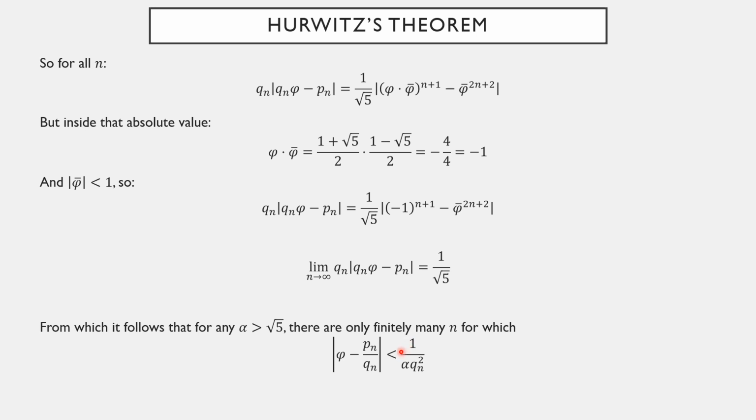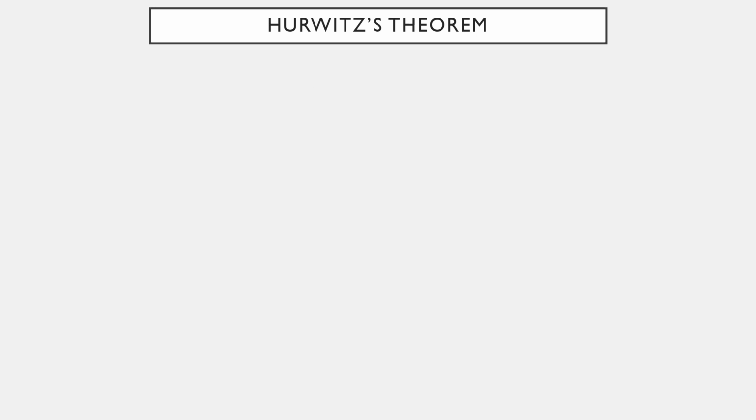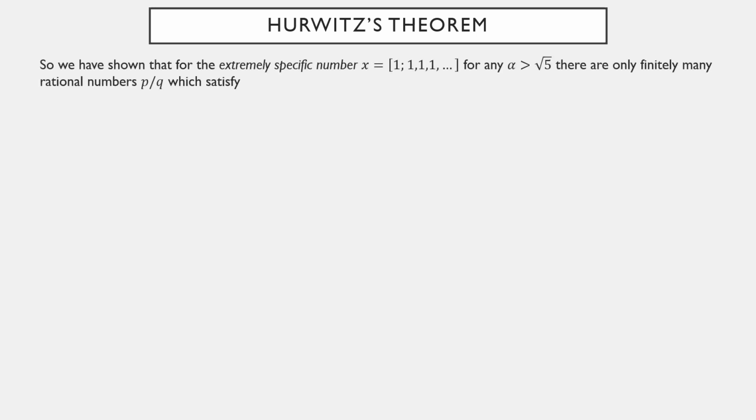So thanks to our knowledge of how sequences converge and some elementary real analysis, for specifically the golden ratio phi, if you pick any alpha larger than root 5, there can be only finitely many convergents that satisfy this inequality right here. So we have shown that if you attempt to use any alpha larger than root 5 in the inequality of this theorem, the specific number of the golden ratio will only satisfy it finitely many times.